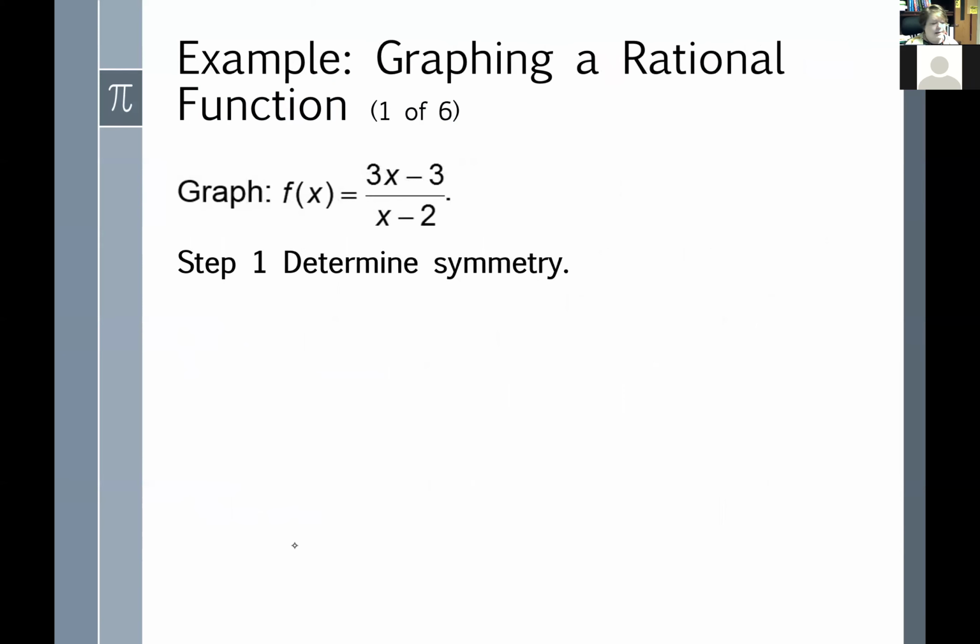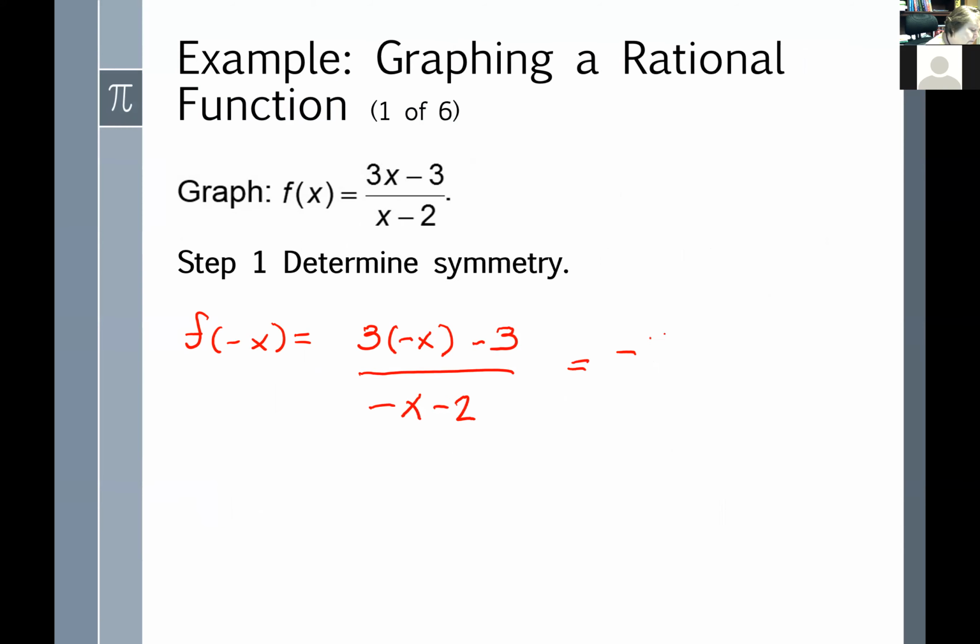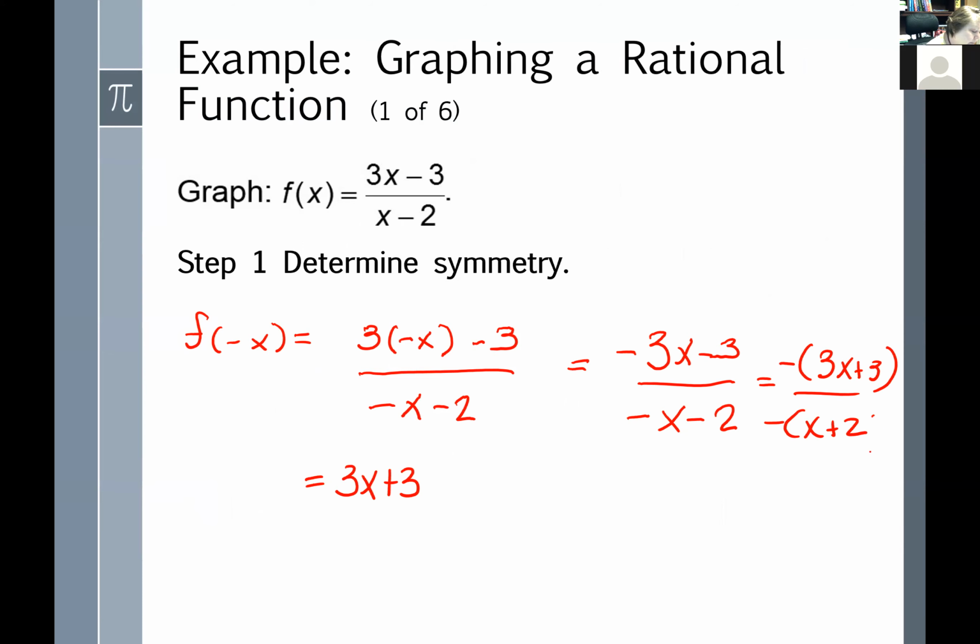Okay, so let's graph this function. The first thing that we need to do is test for symmetry. So to test for symmetry, we're going to evaluate the function at negative x. So where there's an x, we're going to replace it with a negative x. And what do we get? I could, I suppose, if I wanted to, factor out a negative. Okay, is that the function that I started with?